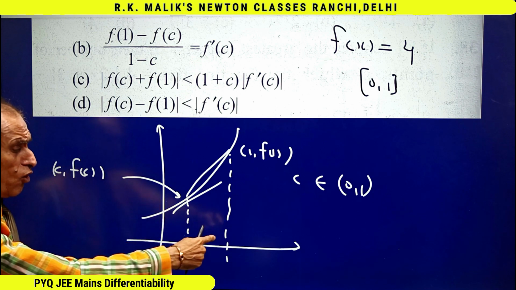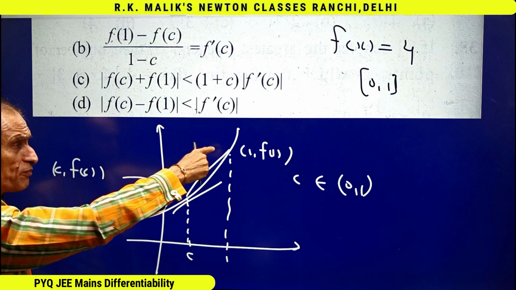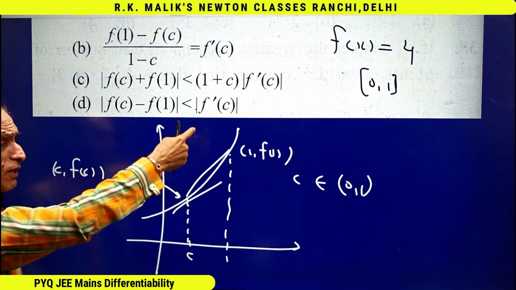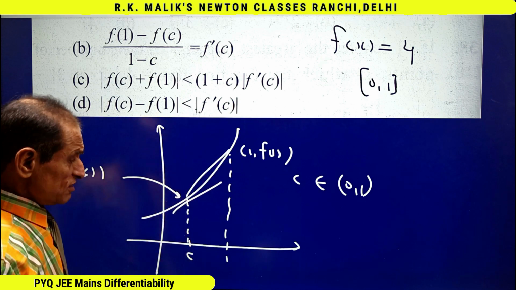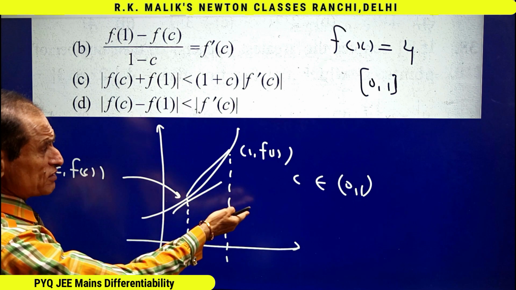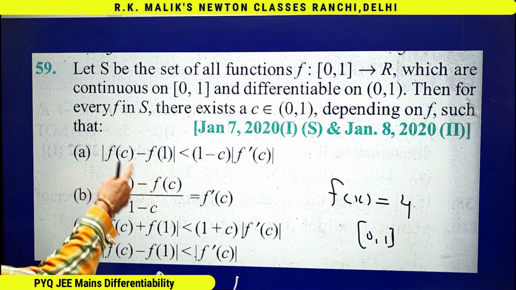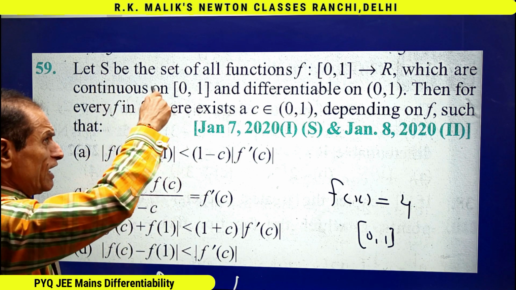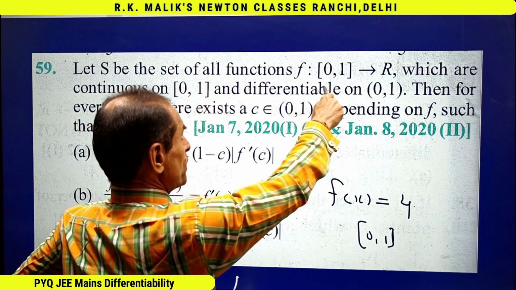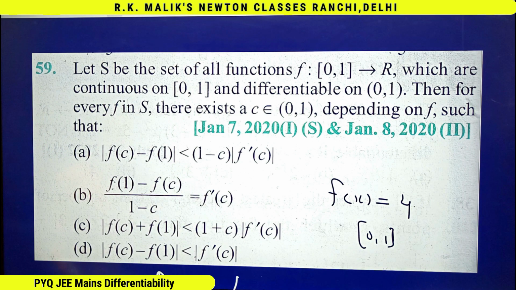Whichever point I take on the x-axis, for all these points it is not possible to find any point such that the slope of the chord and the slope of the tangent are the same. And because we have found a function for which this condition is not being satisfied, I will say this is also a wrong choice, because according to the question, for any function for which the domain is this and the codomain is this, the condition will be satisfied. Therefore I will say B is also wrong.